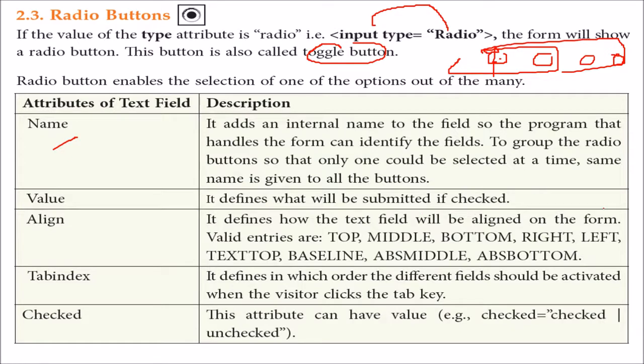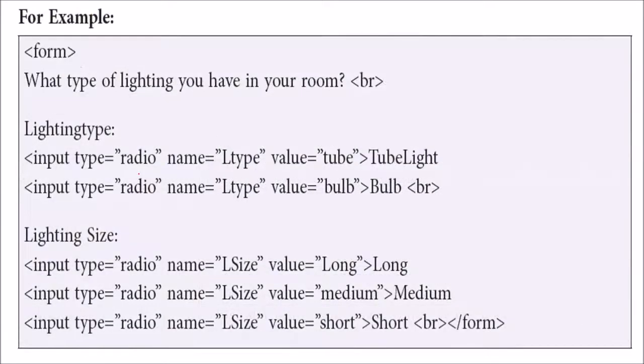The alignment, of course, with respect to the form: top, middle, bottom, right, left, text top, baseline, abs middle, abs bottom. Tab index: if a user is pressing tab, at what point this radio button should come. And checked: if you want any of these to be already selected when the user logs in, then you can use checked.